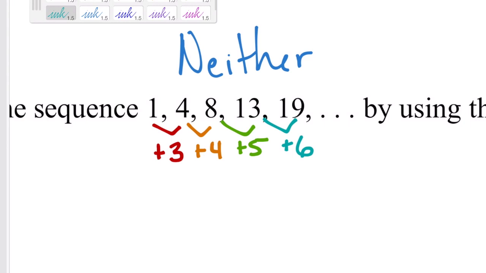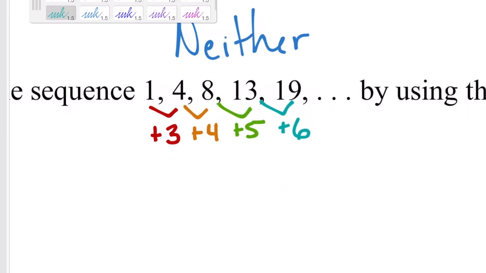I don't have a specific name for this pattern right now. It's not arithmetic because it's adding different numbers. But I can see the pattern going on. So we added 3, added 4, added 5, added 6. So I know from here, I would add 7 to 19. And so 19 plus 7 would give me 26.